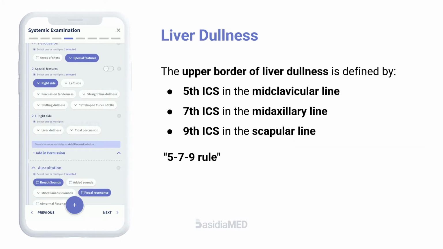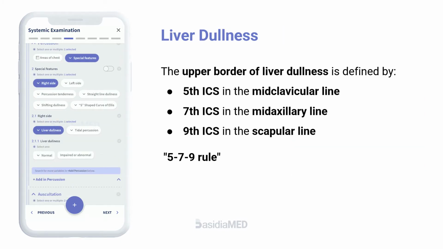Liver dullness. The upper border of liver dullness is defined by the 5th intercostal space in the midclavicular line, 7th intercostal space in the midaxillary line, 9th intercostal space in the scapular line. This is known as the 5-7-9 rule.